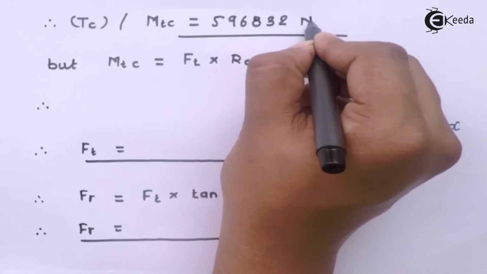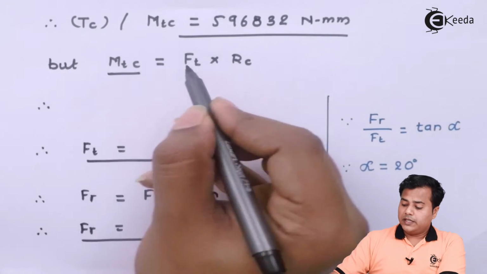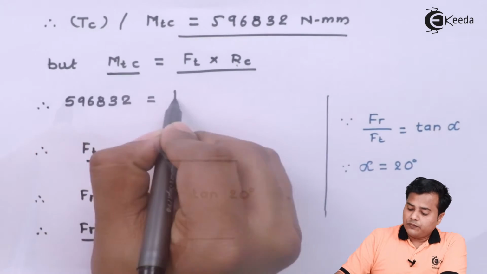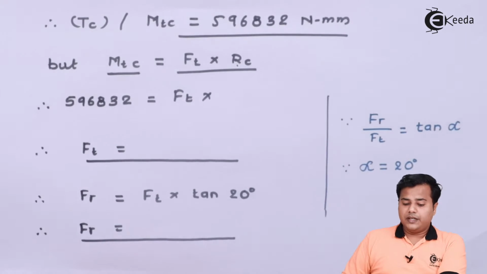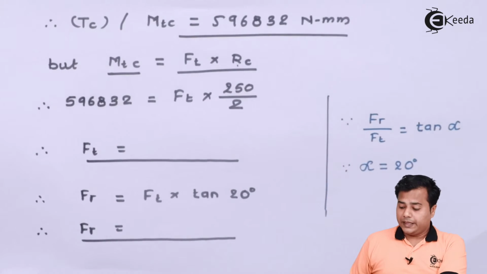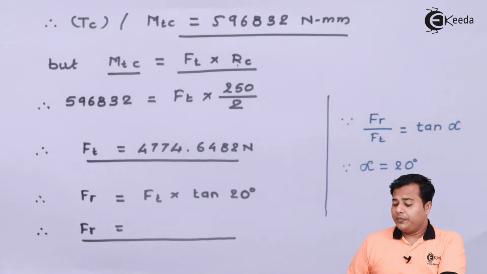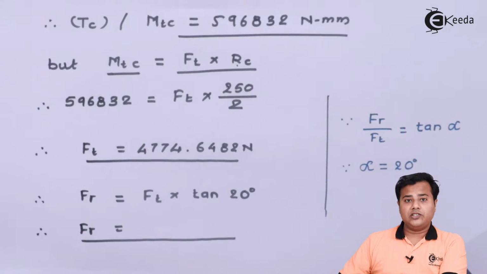Let's wind it out to make a perfect value. But we know that the torque is given by the tangential force into the radius, and let's substitute the values. The force Ft is unknown, of course we are doing force analysis for that. The diameter of gear we have been given is 250, so the radius becomes 250 divided by 2, and therefore the value of tangential force acting on the gear comes out to be somewhere around 4700 Newton.